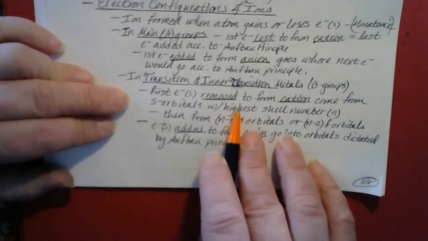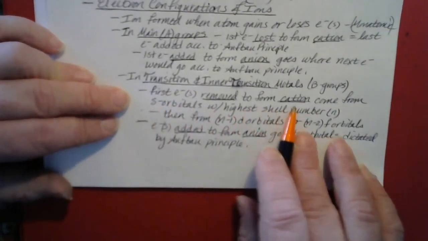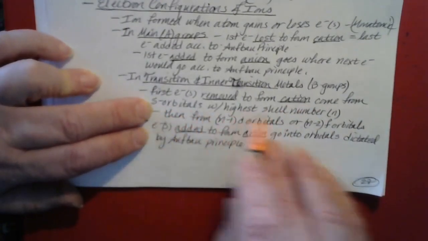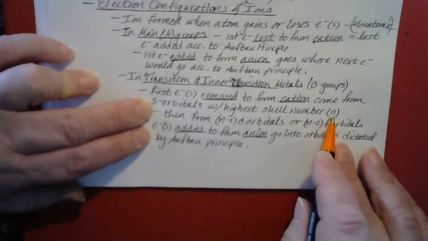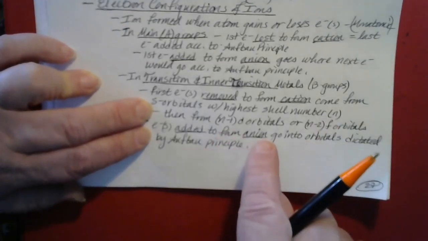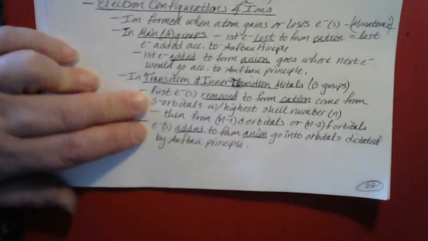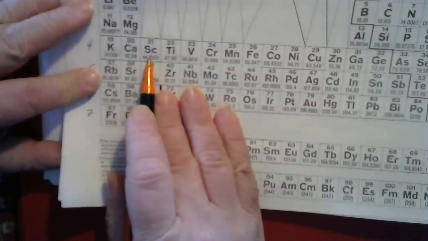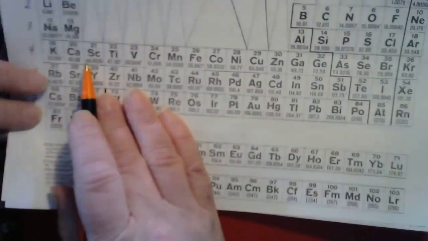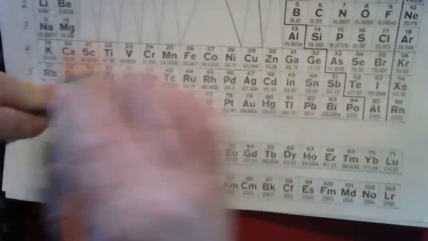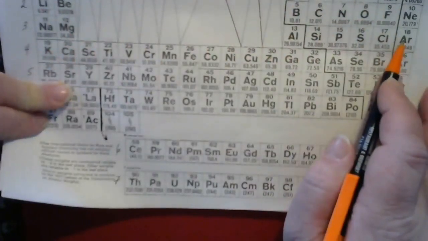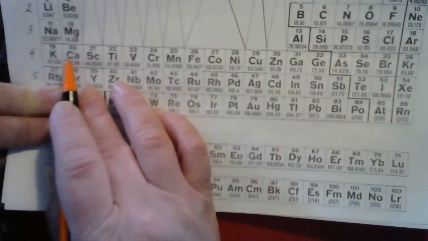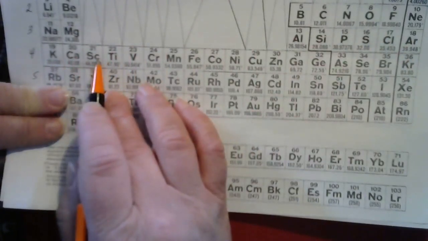The first electron removed to form a cation will come from the s orbital with the highest shell number, not necessarily the last electron in. So for example, for scandium, as we're adding electrons to form scandium, we would add electrons for all of these full orbitals, so we end up with the electron configuration of argon. Then we would add 4s2 and then 3d1.